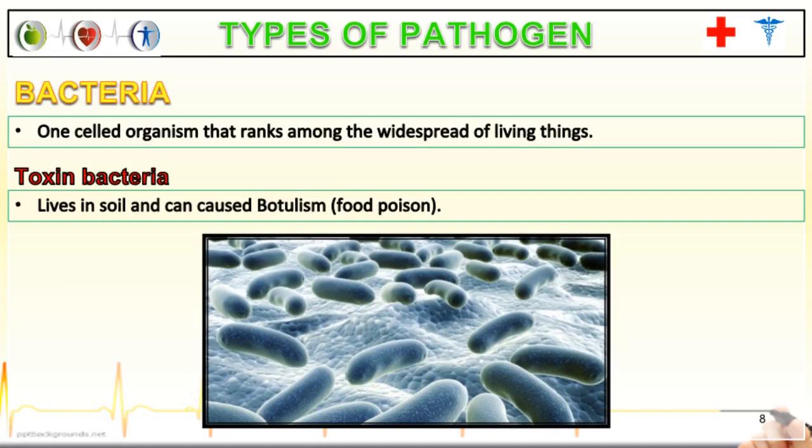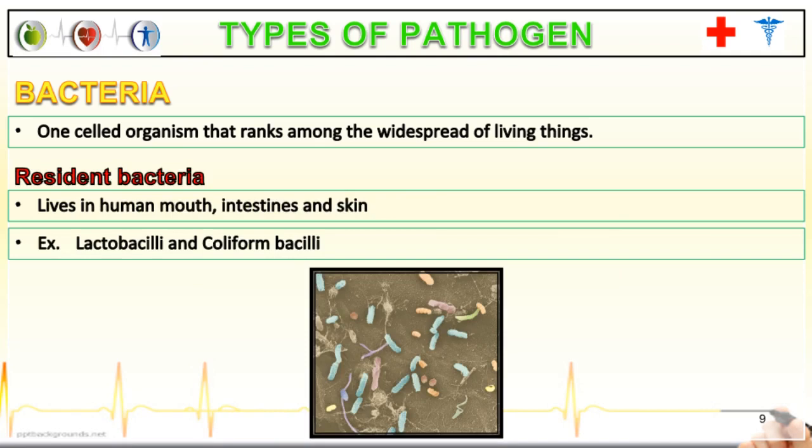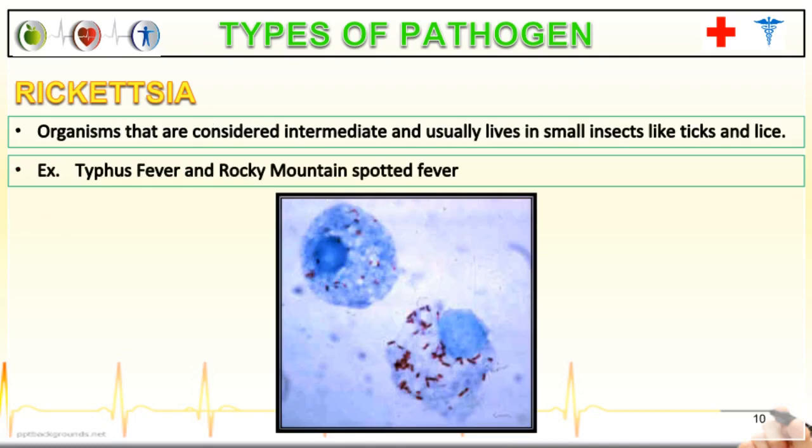Bacteria is a one-celled organism that ranks among the most widespread of living things. A type of bacteria known as toxin bacteria lives in soil and can cause botulism, food poisoning. Another type is resident bacteria, which lives in the human mouth, intestines and skin. Examples are lactobacilli and coliform bacilli. Rickettsia are organisms that are considered intermediate and usually live in small insects like ticks and lice. Examples of diseases are typhus fever and Rocky Mountain spotted fever.